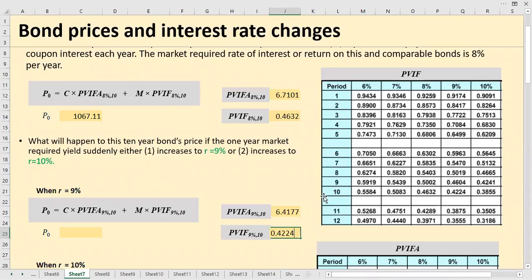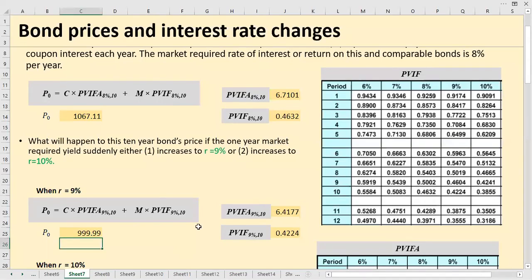Then again I am going to use the same old formula. So here we have two parts. We have 90 multiplied by 6.4177, that is for the present value interest factor annuity, plus 1000 multiplied by 0.4224, and close the bracket, enter.